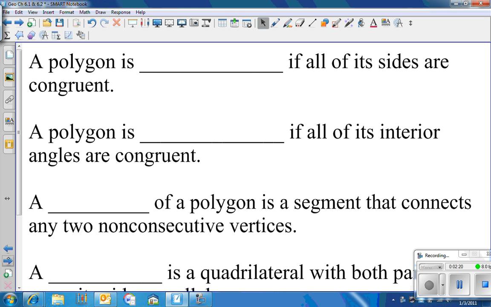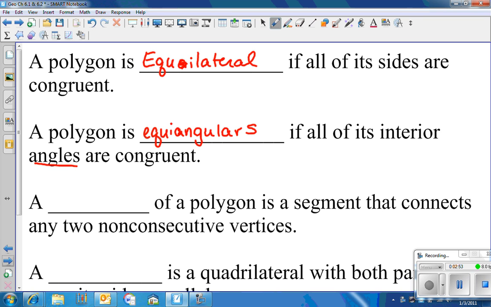All right, a polygon is equilateral if all the sides are congruent. We've talked about that before with a triangle, but this works with any polygon. And a polygon is equiangular if all its interior angles are congruent. So this one's angles, the one equilateral is sides. And if both of those occur, they're going to be called a regular polygon. We'll get to that in a little bit.